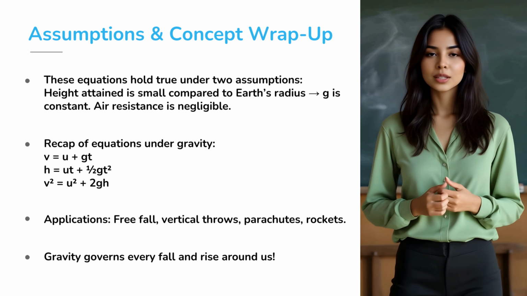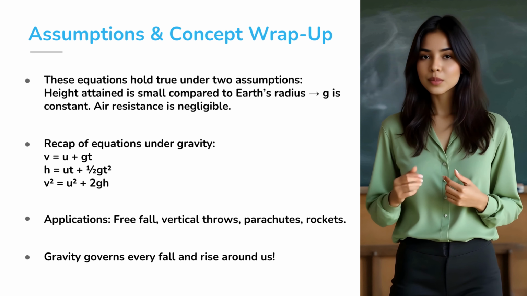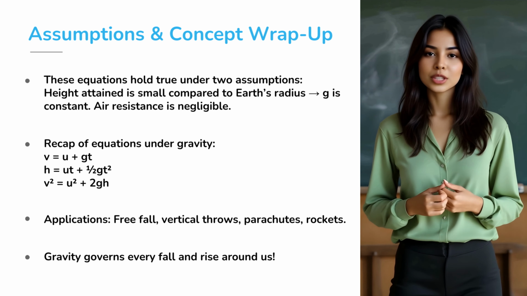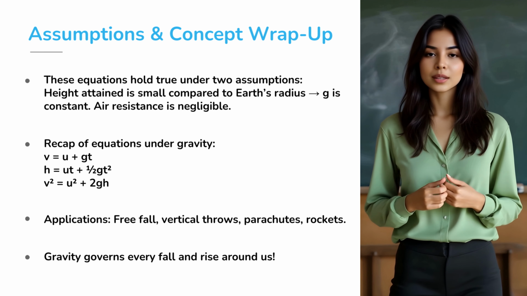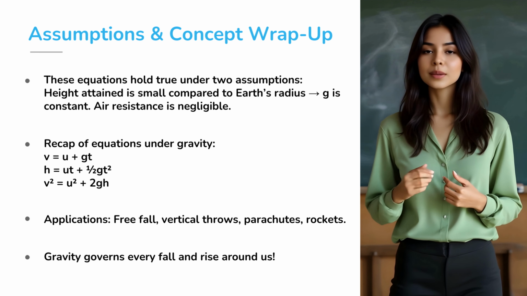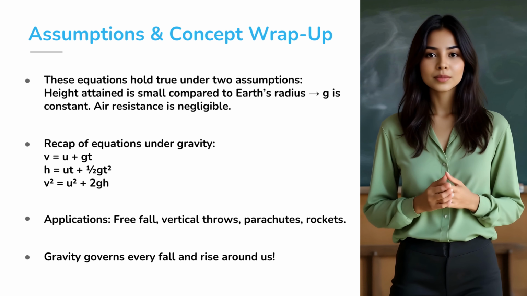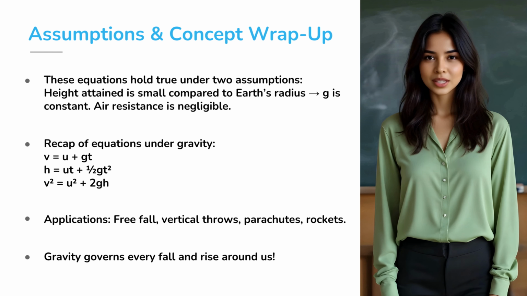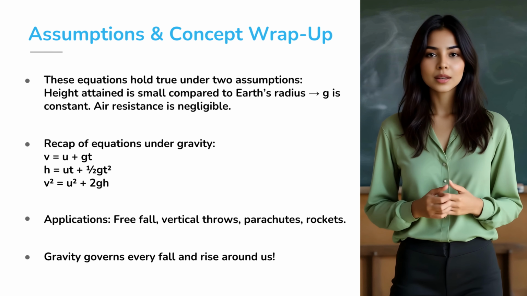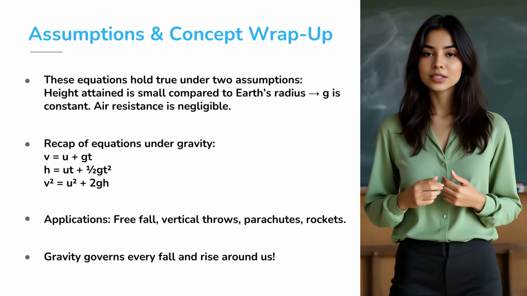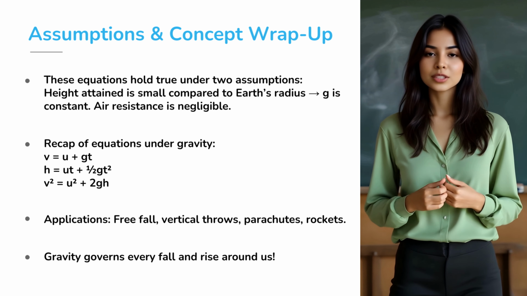So, let's quickly revise. Equation 1, v equals u plus gt. Equation 2, h equals ut plus 1 by 2 gt squared. Equation 3, v squared equals u squared plus 2gh. These relations help us explain so many real-life situations, from the free fall of objects to the vertical throw of balls to the design of parachutes and rockets.